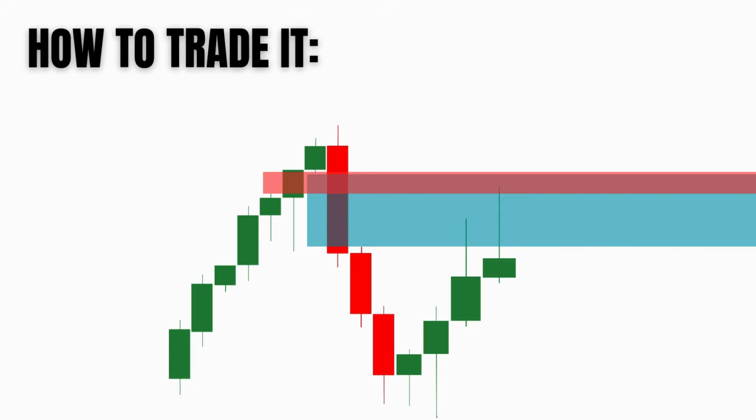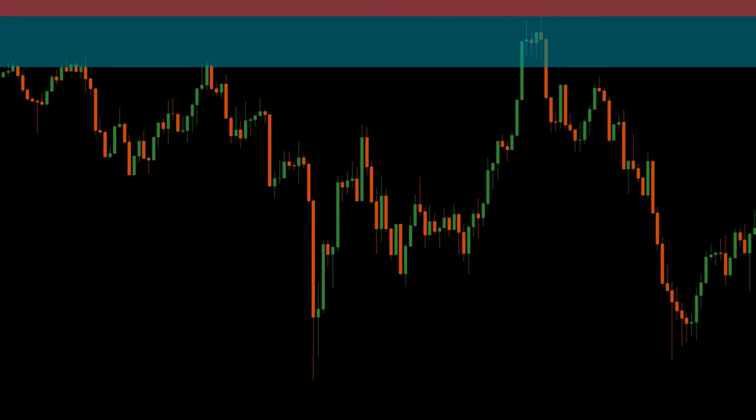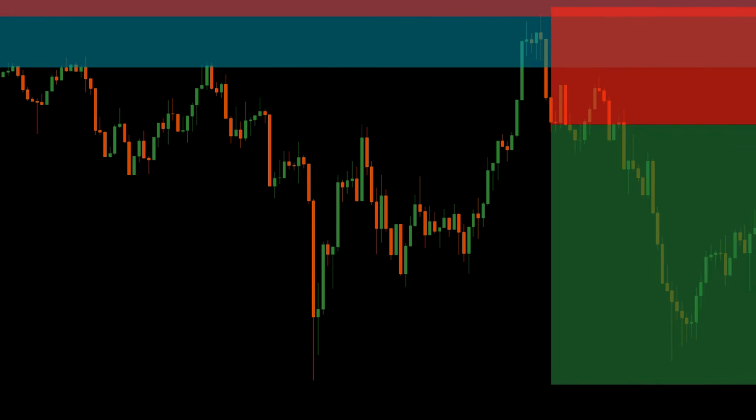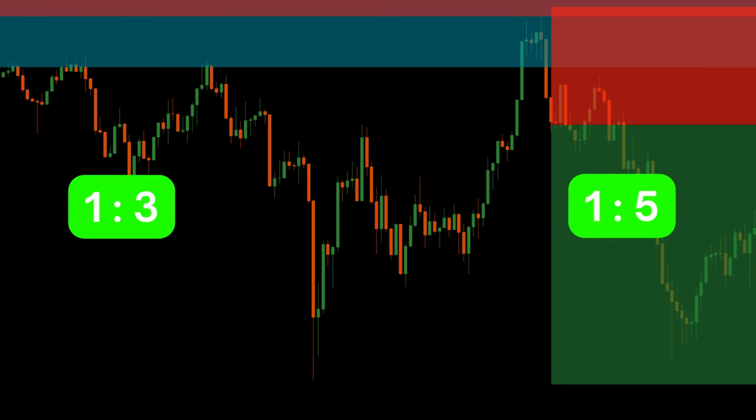Wait for price to pull back into that zone. Confirm rejection on the lower time frame. A bearish FVG forming on entry time frame is ideal. Enter the short. Stop above the zone. Target the next significant support level or equal lows below. CISD setups can offer 1 to 3, 1 to 5, or even higher risk to reward when conditions align.